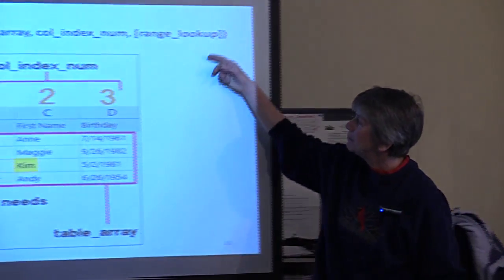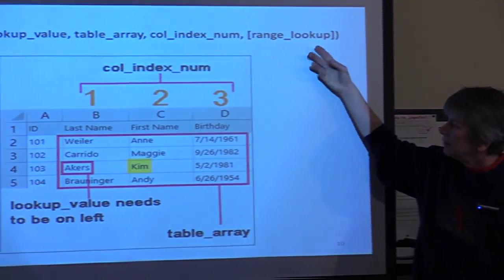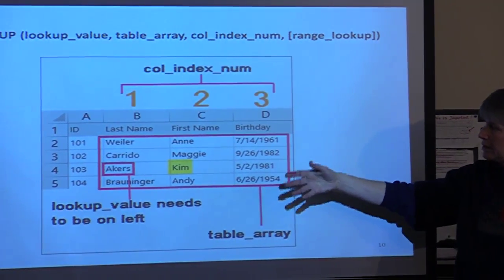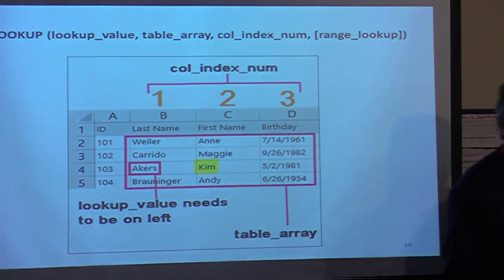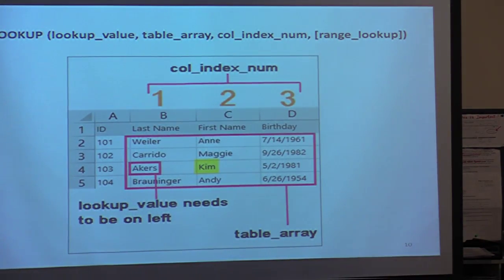Okay. And the range lookup, in this case, I would use exact because these are just names and they're not sorted in any way. So you literally have to have the word false in there.